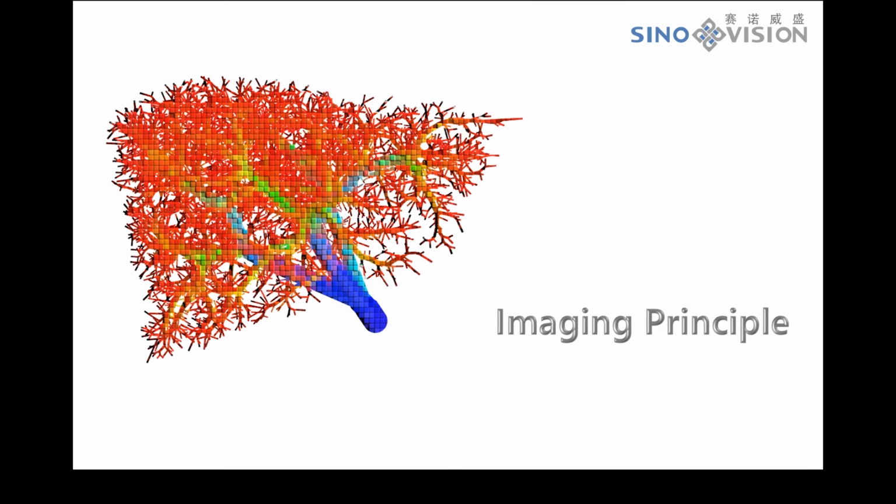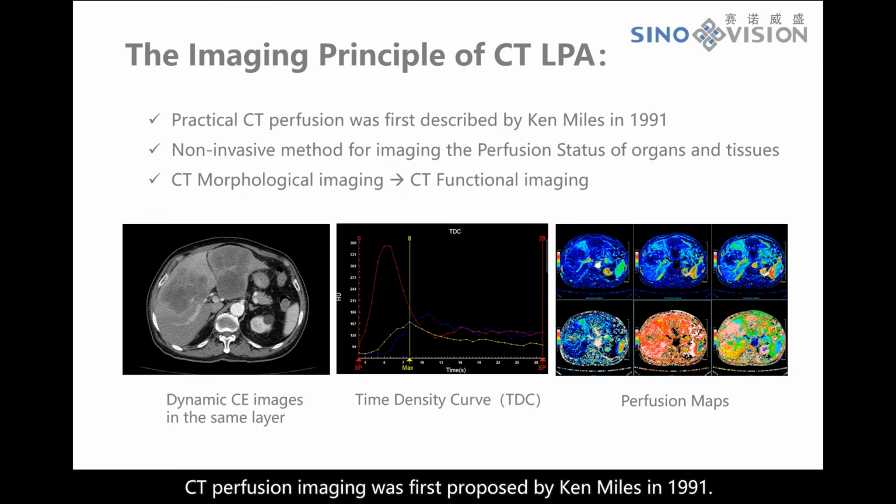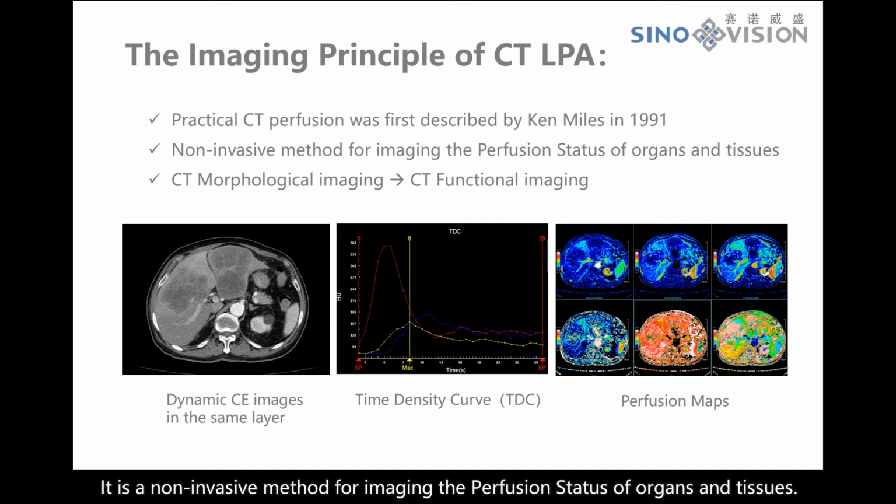Imaging principle. CT perfusion imaging was first proposed by Miles in 1991. It is a non-invasive method for imaging the perfusion status of organs and tissues. It is an important step for CT from morphological imaging to functional imaging.